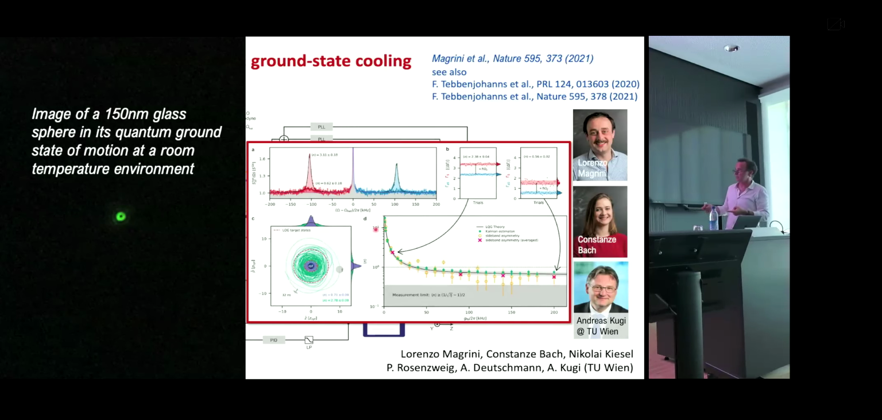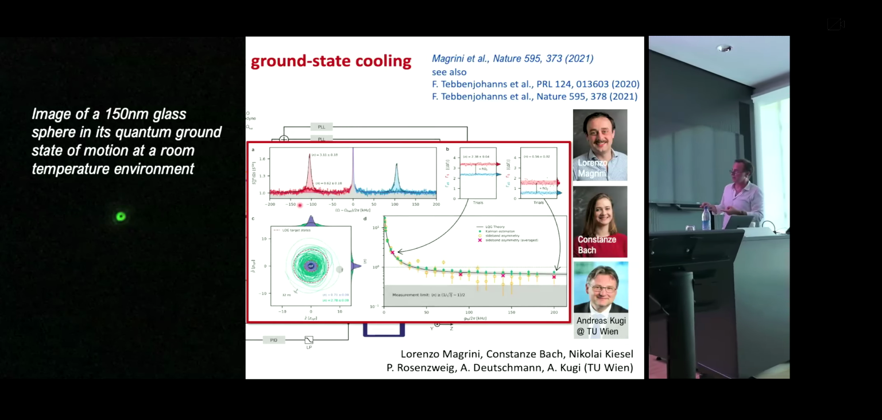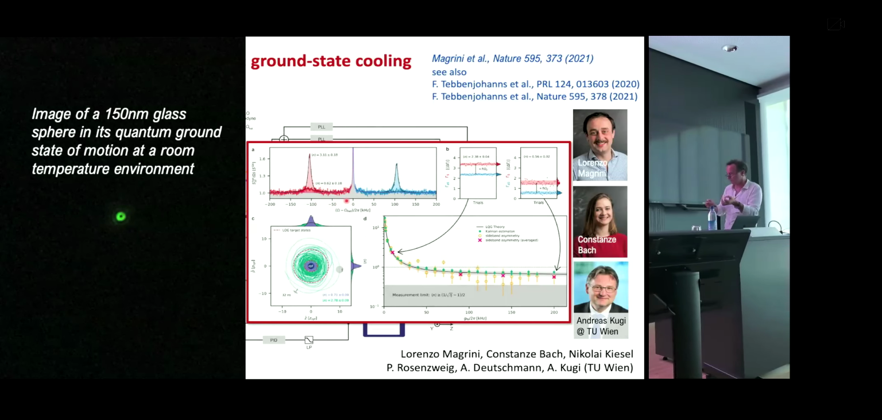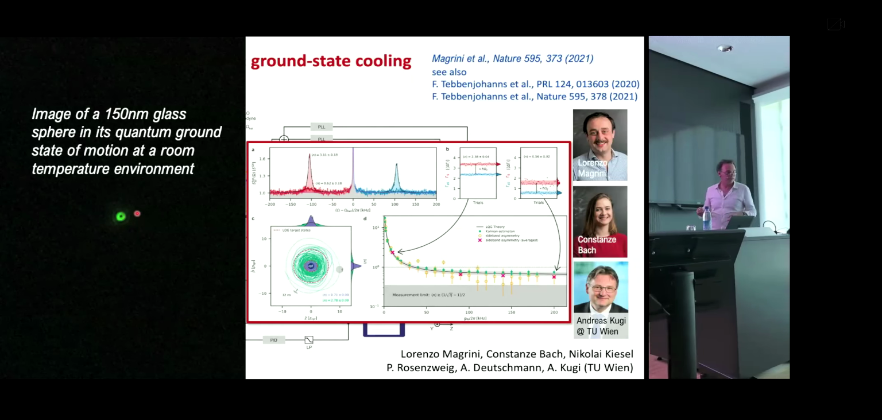We can do a sideband thermometry, so we just scatter photons off the particle to show that we have an imbalance in the Stokes and anti-Stokes scattered photons, which allows us to independently confirm that the particle is in its ground state. And what you see here now, this is an image of a 150 nanometer glass sphere that is cooled in its quantum ground state of motion in our room temperature environment.